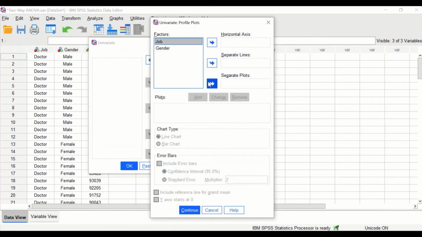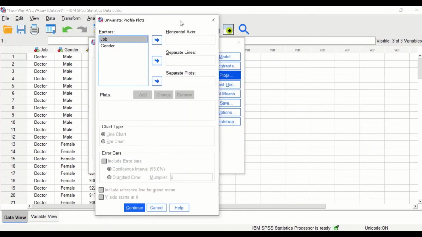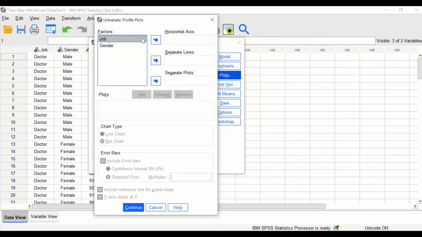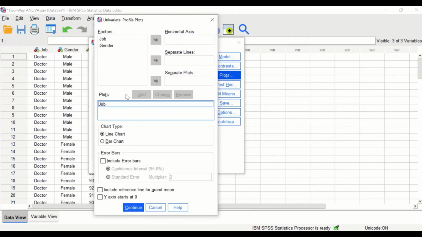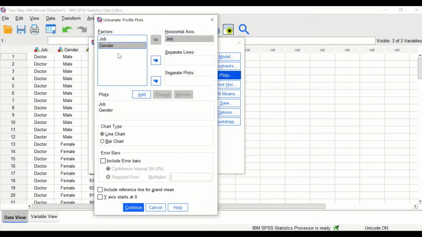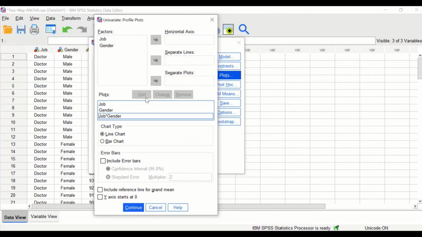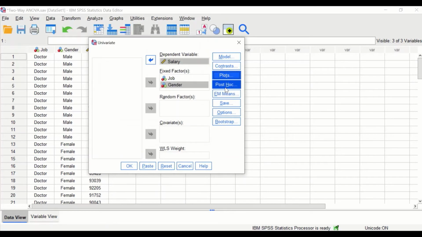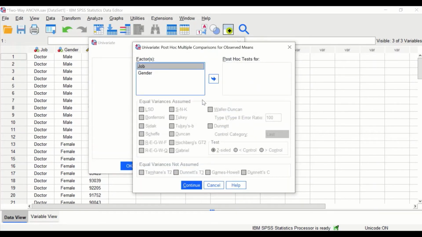Click on Plots, and for the profile plot, select job, drag it into the horizontal axis, and add it to the plot here. Select the gender, drag it into the horizontal axis, click on Add, and then select again the job into the horizontal axis, the gender into the separate lines, and click on Add. Click on Continue. Click on Post Hoc.